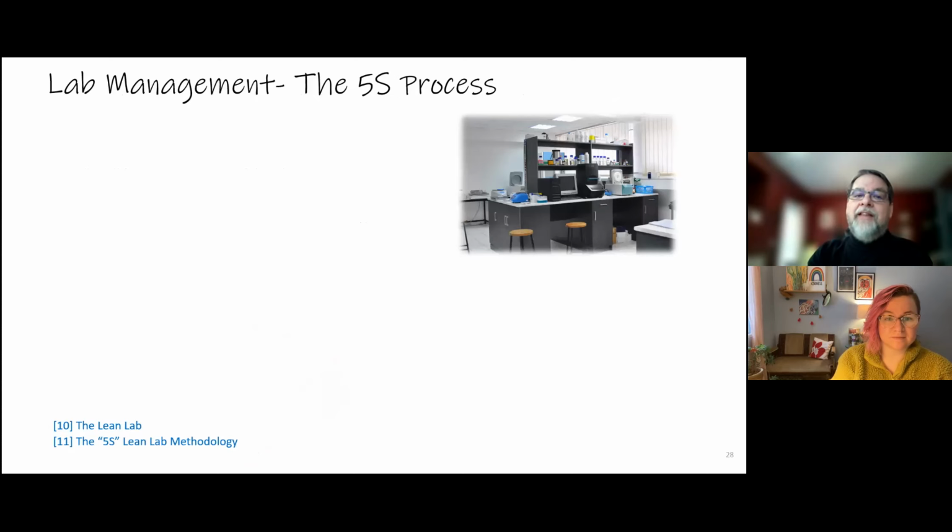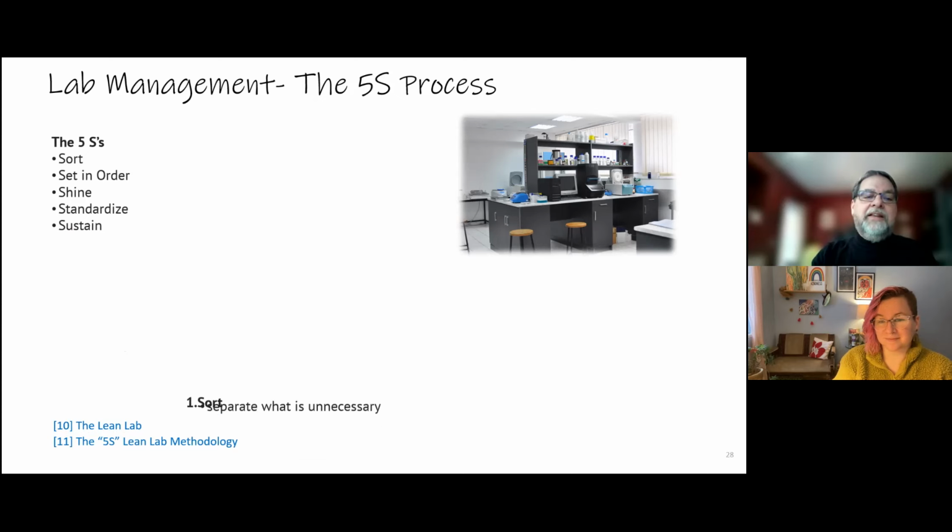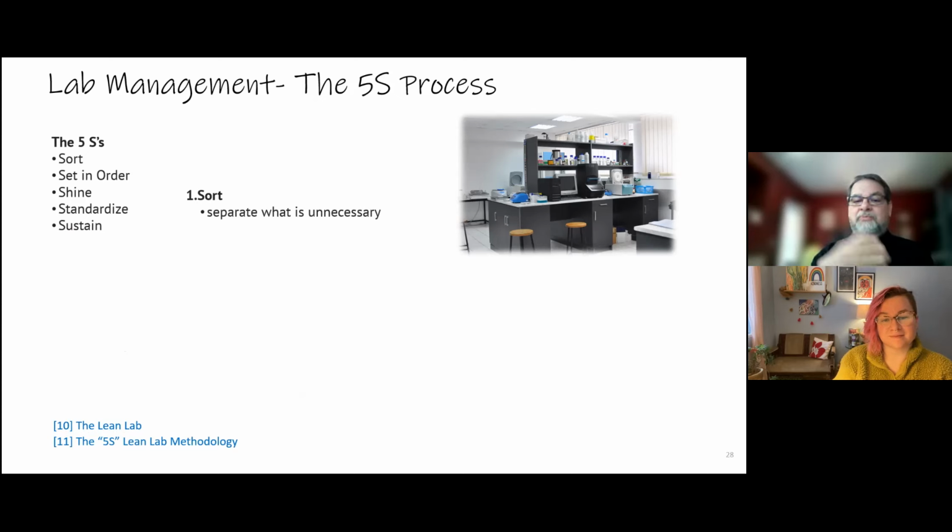Talked about the lab management for, there's this thing called the 5S process, and it actually started at Toyota Production Systems decades ago. I used to be a manufacturing engineer, so a lot of this stuff is near and dear to my heart. But the 5S's is sort, set in order, shine, standardize, and then sustain. And sort means basically separates what is unnecessary. Put the things that you need the most closest to the people who need it to do the work that they do. That is a human-centric approach to organizing your labs, sometimes your office.